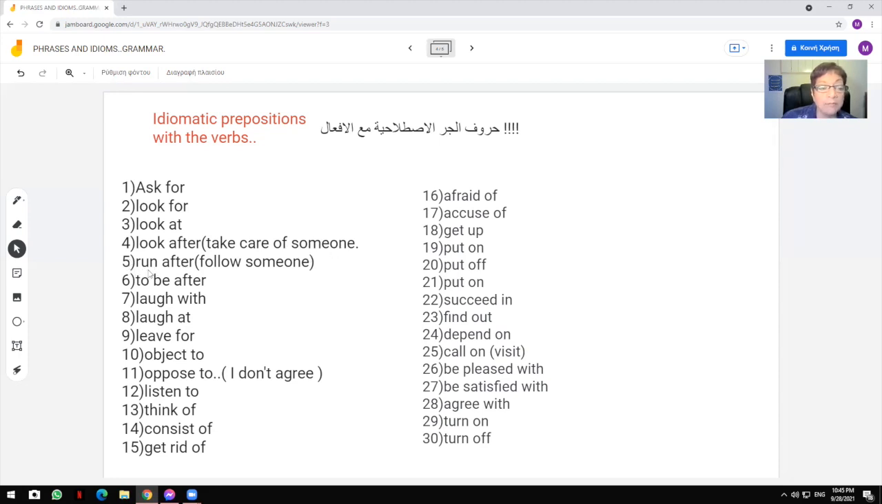Number five is to run after. Run after means to follow someone. Run after means to follow. Run after. يعني بنمشي وراء أو بنراقب بنمشي وراء حد تاني قدامي. Run after means follow someone. Follow يعني بنمشي وراء someone يعني واحد.